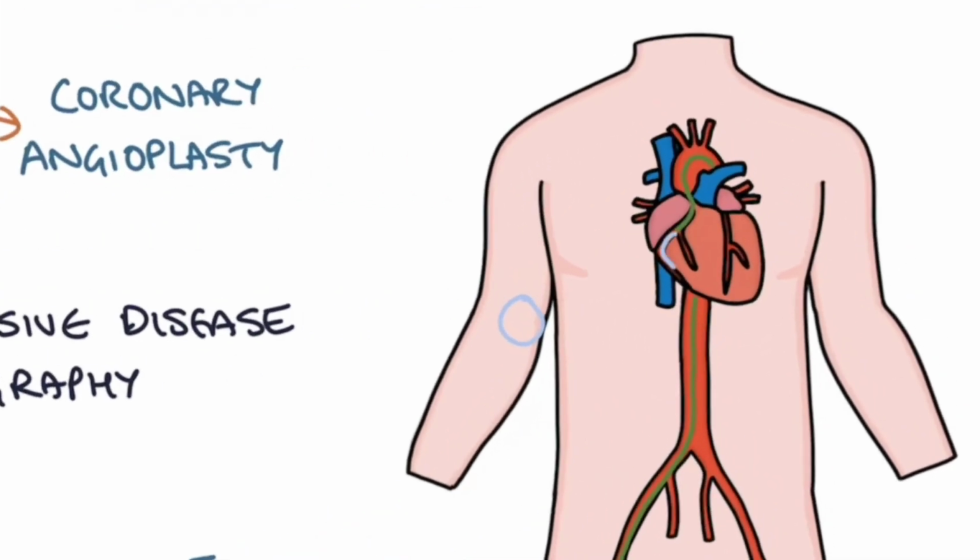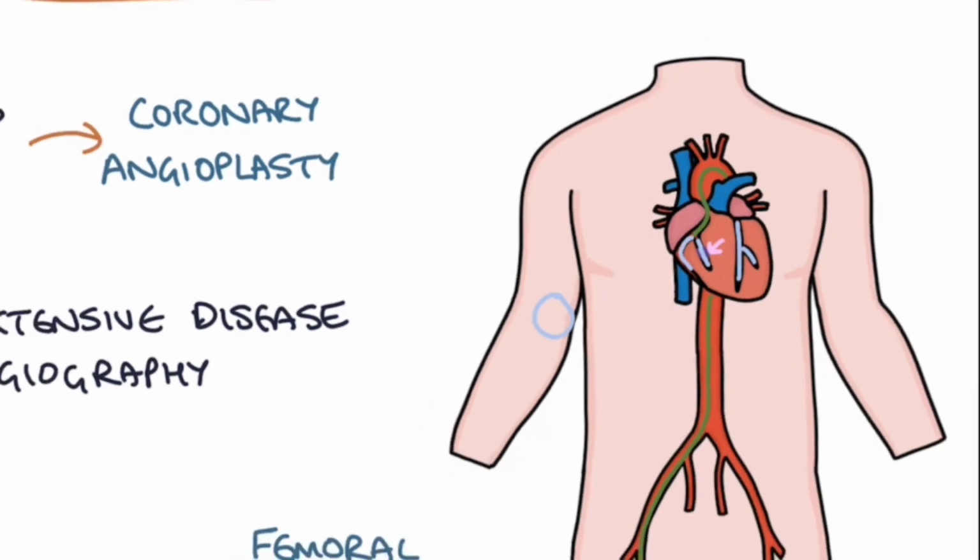Then they inject contrast, which will show up on the X-ray, and it's able to identify the area of stenosis in the coronary arteries. Then, using this catheter, they can inflate a balloon in that area of stenosis and stretch it out. And once it's stretched out, they can actually insert a stent and leave that in there to maintain the patency of that coronary artery and really improve the blood flow to that area.